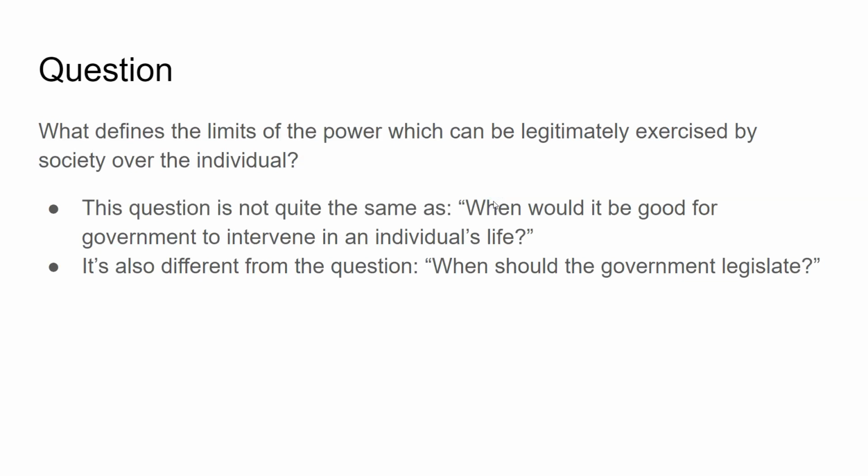So it's not quite the same as when would it be good for the government to intervene in an individual's life, and it's also different from the question of when the government should legislate, right? It's about when the government has authority to legislate. So there's one question about what defines the circumstances under which government has the authority to legislate. And then there's a further question: given that it has the authority, should the government actually do something? There may be times where the government has the authority to do something and simply chooses not to. That is to say, the right thing for it to do would be to do nothing, even though it could, if it wanted to.